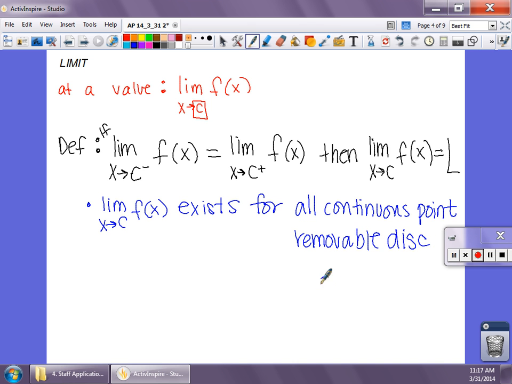If you think about a removable, no matter what it looks like, from the left and from the right, this would be the left side, this would be the right side, they end up in the same exact place. That's what this definition states. So that's just limits at a value in general.